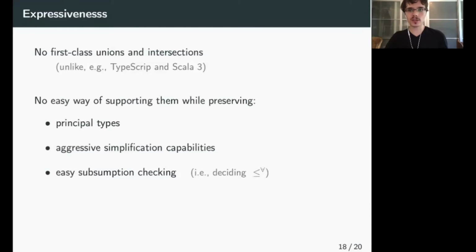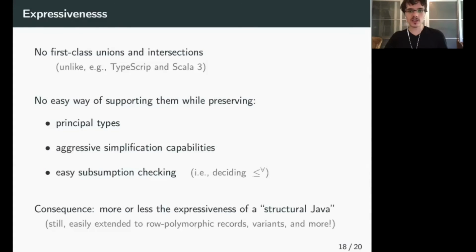Supporting first-class unions and intersections would be difficult while maintaining the principal type property, that is, the ability to always infer a most specific type. Moreover, it would make simplification and other algorithms difficult. So the expressiveness of the language studied in the paper is in fact similar to a structurally typed Java, which includes its f-bounded quantification features.